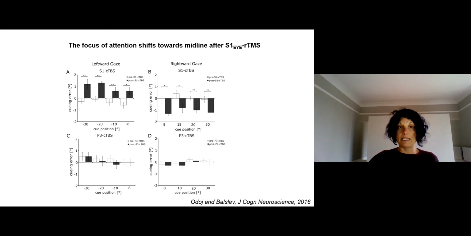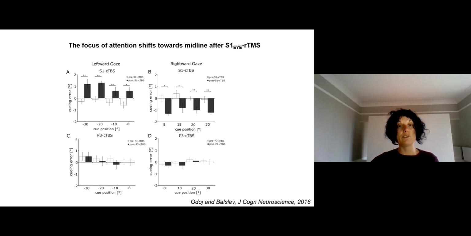So in leftward gaze, as I was telling you, repetitive transcranial magnetic stimulation shifts the direction of the gaze rightwards and also causes a shift in the locus of attention towards the right. So shifts towards the left are below, shifts towards the right are above the zero line.